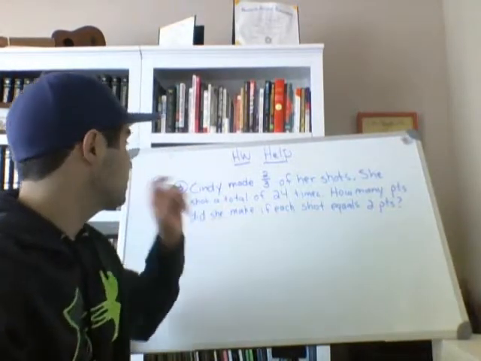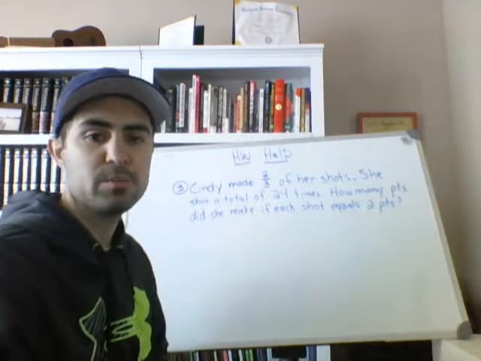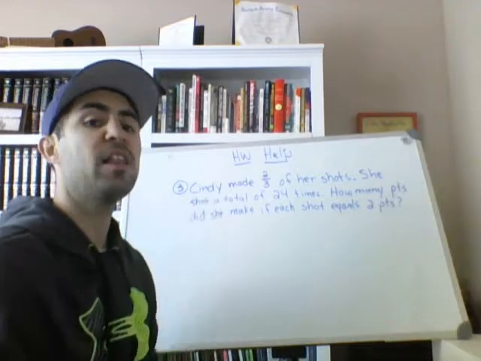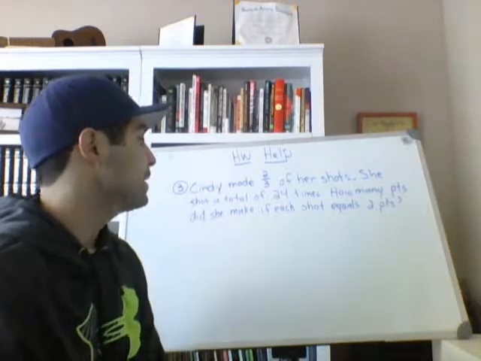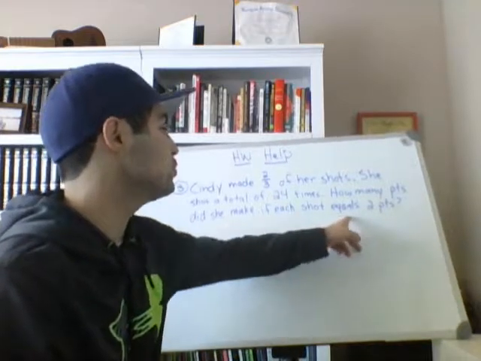Okay, a couple people were asking about problem number 3. Cindy made 2/3 of her shots. This is talking about basketball. She shot a total of 24 times, so she was shooting the ball a lot of times in this basketball game. How many points did she make if each shot equals 2 points?